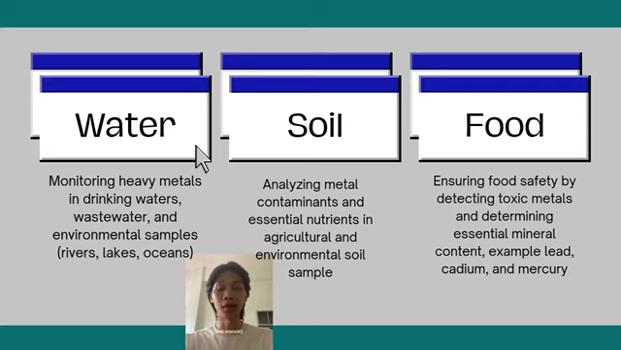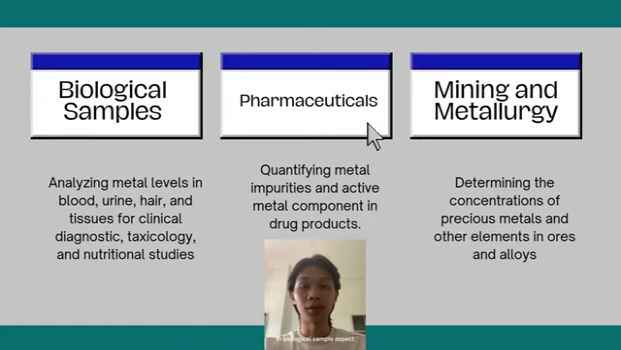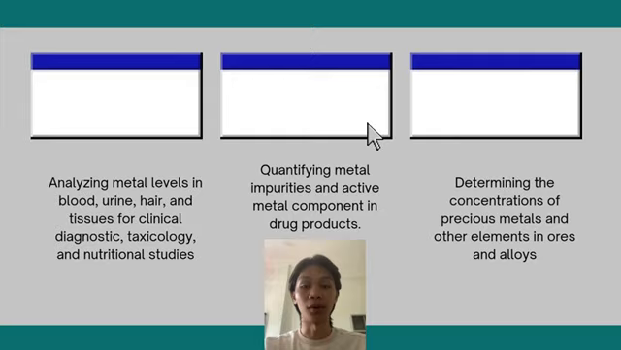cadmium, and mercury. In biological samples, AAS can analyze metal levels in blood, urine, hair, and tissues for clinical diagnostics, toxicology, and nutritional studies. For pharmaceuticals, AAS can quantify metal impurities and active metal components in drug products. While for mining and metallurgy, AAS can determine the concentration of precious metals and other elements in ores and alloys.